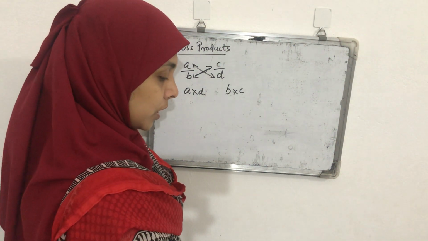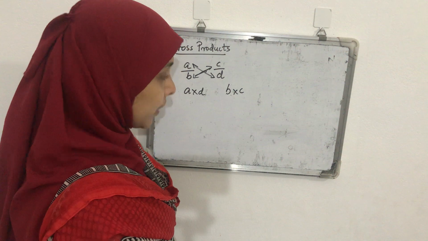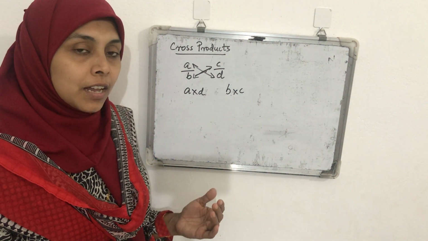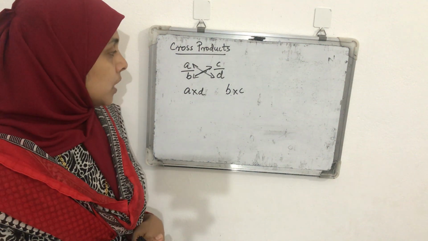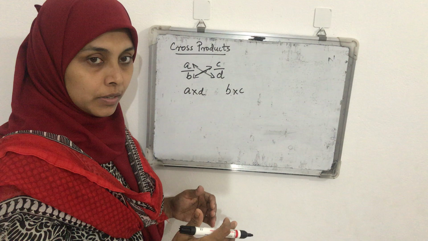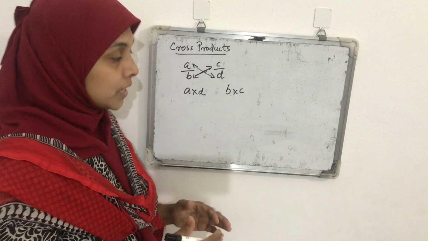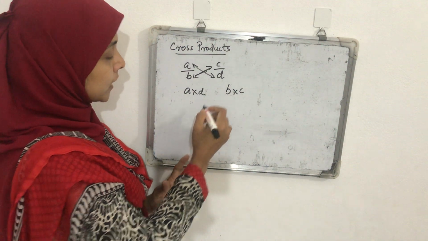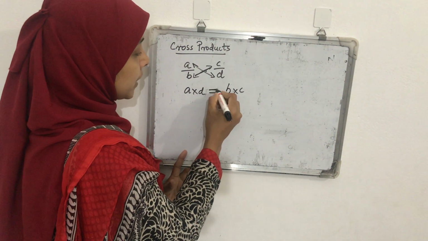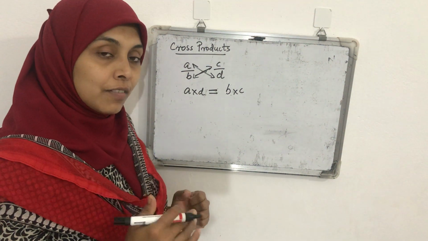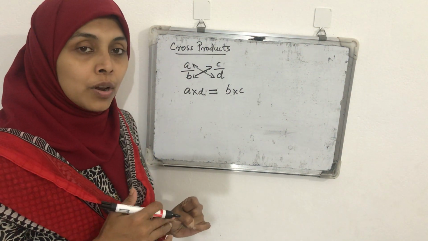Now using cross products we can find out whether two given rationals are equivalent or not. Suppose a by b and c by d are equivalent. Then when we take their cross products, a into d will be equal to b into c. That way we can check whether the given two rationals are equivalent or not.